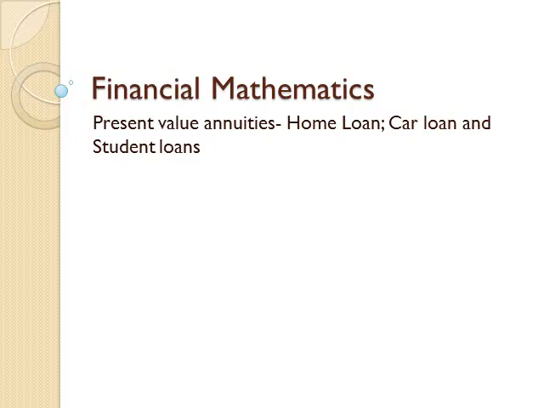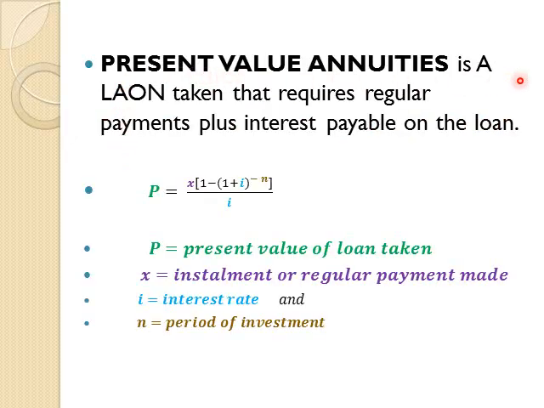In this lesson we'll be looking at present value annuities, or in short, home loans, car loans and student loans. Right? So present value annuities is a loan taken. It requires you to make regular payments to pay it off, plus the interest payable on the loan. Equation: P equals X times (1 minus (1 plus i) to the power negative n) divided by i.